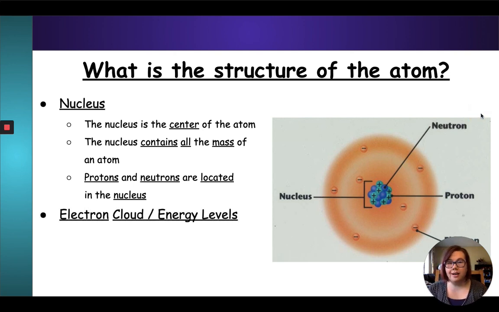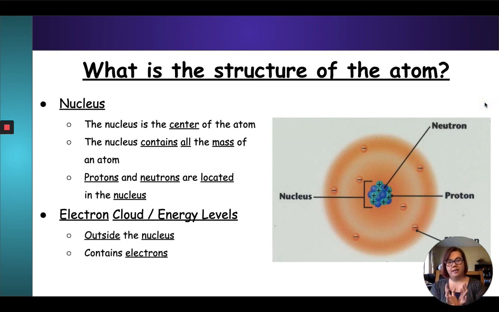The electron cloud, or energy levels, you might also hear referred to as energy shells. This spot is where those electrons live, and it's outside of the nucleus. It's kind of that orange fuzzy thing on the picture on the screen, that area around the nucleus. We'll talk more about why we say there are levels and where electrons live within that area, but that kind of zone is where electrons could be in our atom.